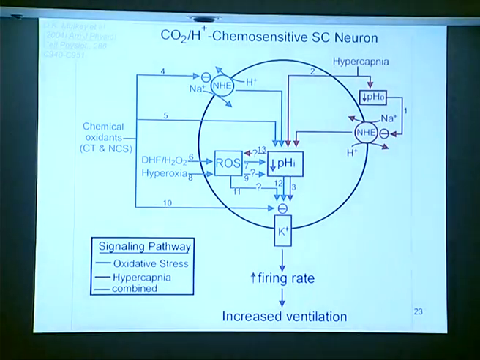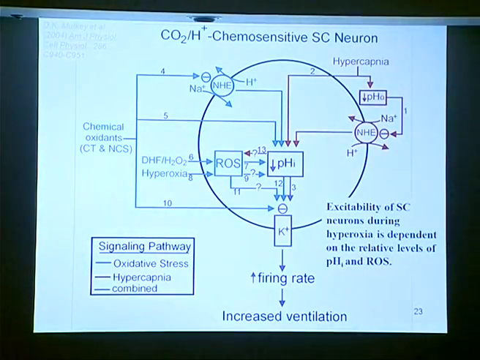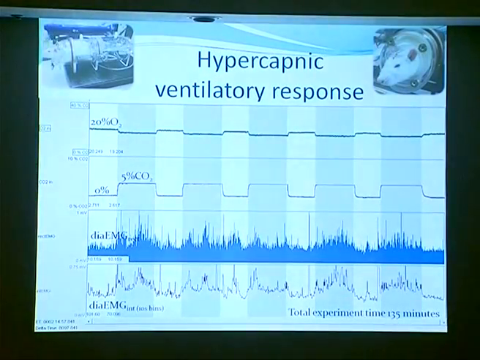So in addition, we said, okay, if we think that this ventilation stimulation is occurring through oxidation and acidosis, both stimulating the same population of cells, we should see some link between the hypercapnic ventilatory response and the hyperoxic ventilatory response. So if an animal has a really high CO2 response, it should have a really high oxygen response, we thought, if they're working through the same neurons.